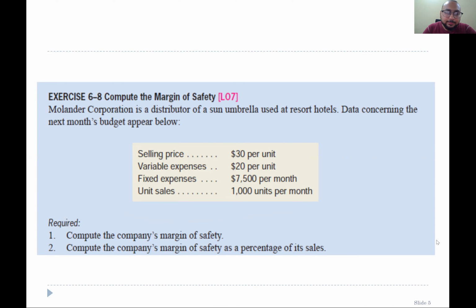So what we need to do here in requirement 1: first we need to find out break-even dollar sales, and we'll subtract it from the actual sales. We find out the margin of safety, and then margin of safety in percentage, the margin of safety divided by sales. Simple. So you have 5 minutes to do that.